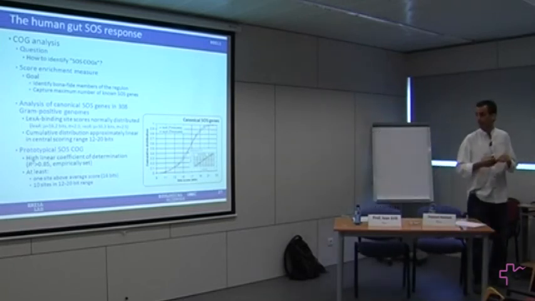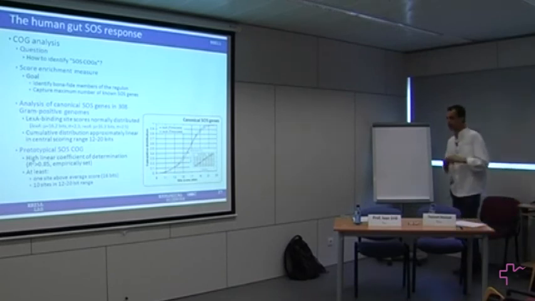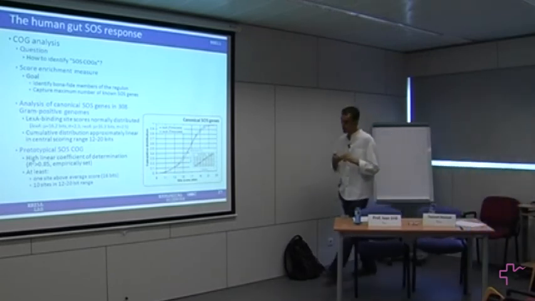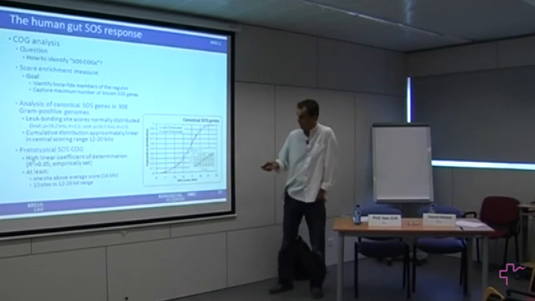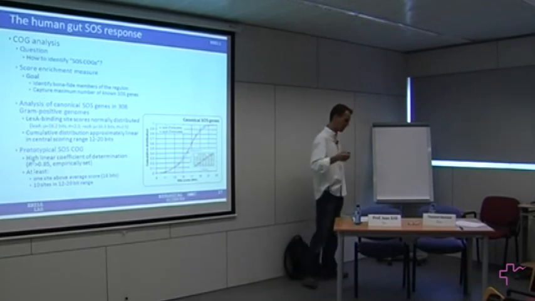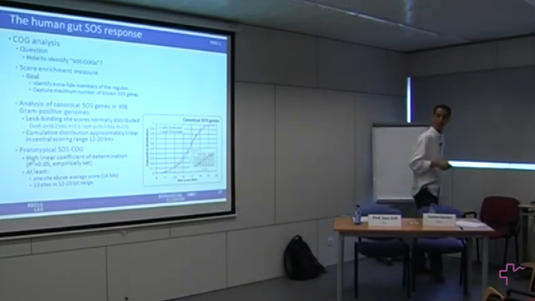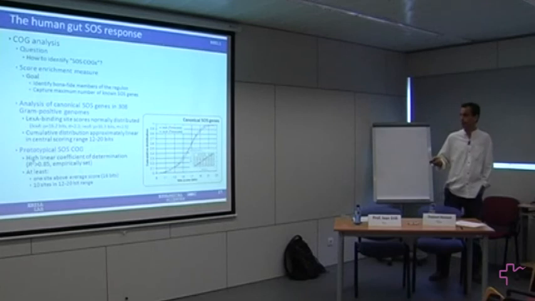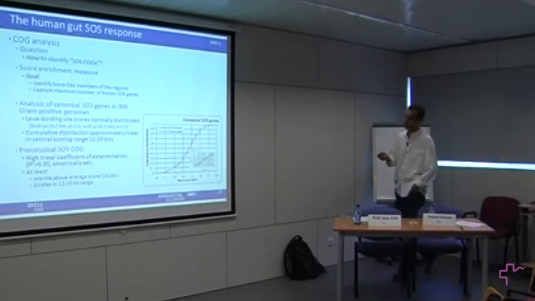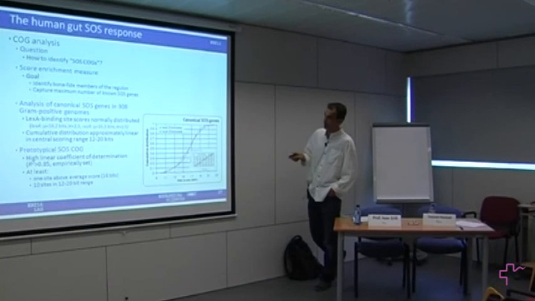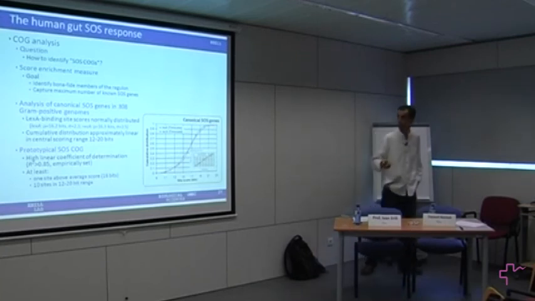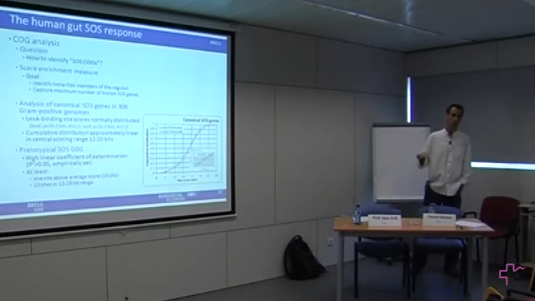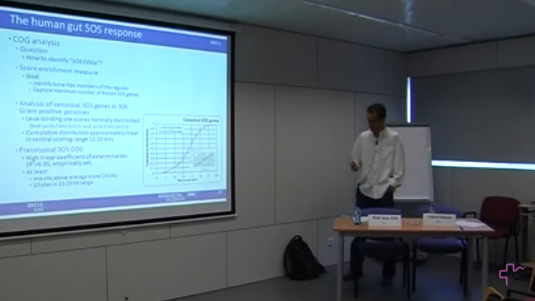And so what we did at that point was to define our version of what should be a prototypical SOS cog. We defined that a cog would be a member of the SOS meta-regulon if it had a high linear coefficient of determination for the cumulative distribution in this range, and if it had at least one site scoring above the average, and at least 10 sites in that range, so that there was enough data to make a call.